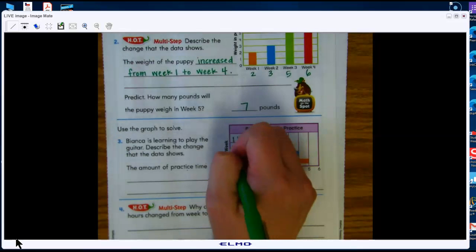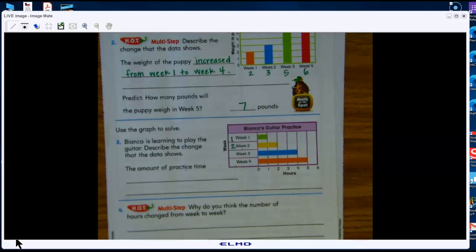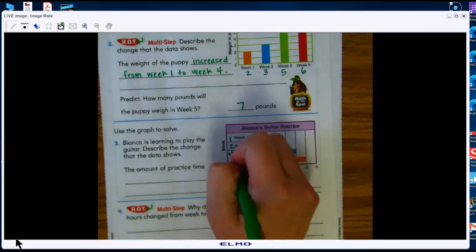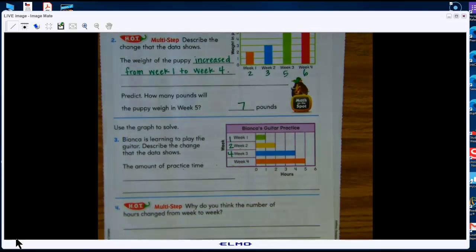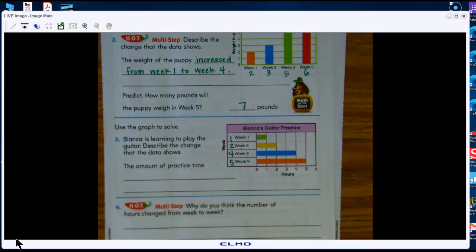2. Week 3, how many hours did she practice, Emma? 4. Week 4, how many hours did she practice, Lily? 5. So, the amount of practice time, did it increase or decrease from week 1 to week 4? Did it increase or decrease, Xavier? Increased. It got bigger. Increase means get bigger.